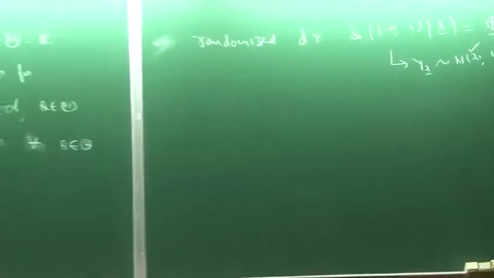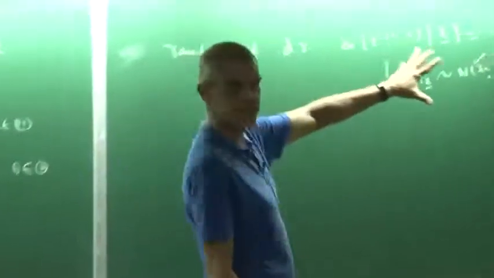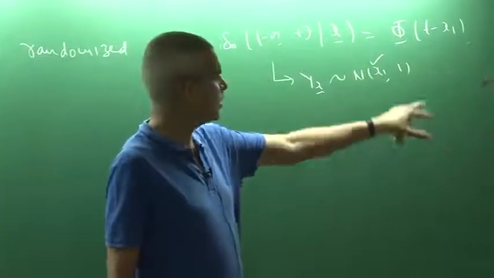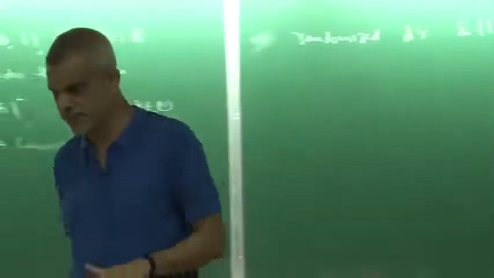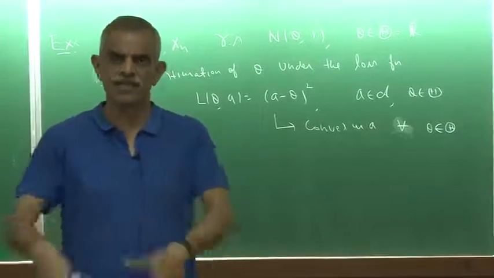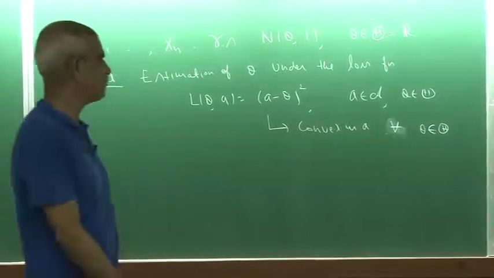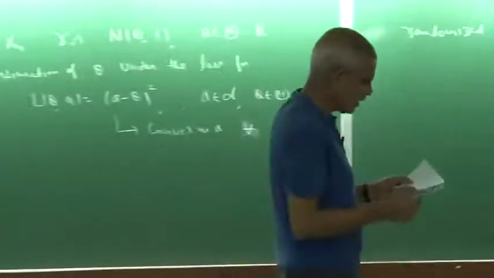So there is randomization in two stages. The first stage is that I observe x1, x2, up to xn. Then I only look at x1 and generate another observation, which is the second stage randomization, from a normal distribution with mean x1 and variance 1. And whatever is the output, I take that as an estimator. So this is the given randomized decision rule.